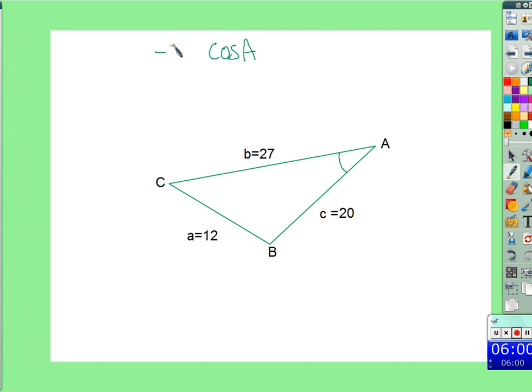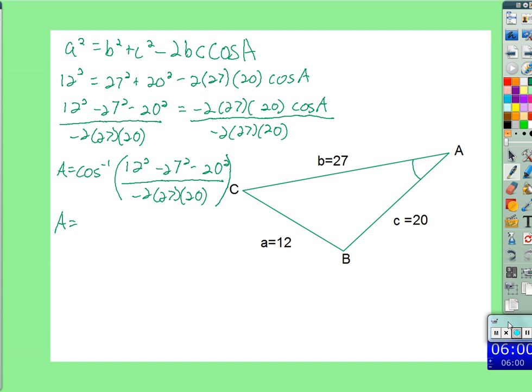Cosine of A, that's minus 2. So this is going to be B and C right here. We're going to have B squared plus C squared, and that's going to be equal to A squared. So in this case, this is the guy that you don't know. You're going to solve for that. I want you to work on that because it's a little bit challenging. I want you to have practice of it. All right.